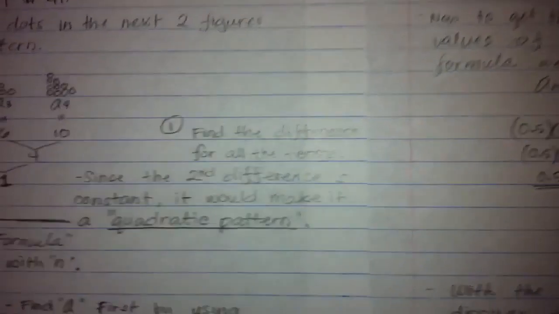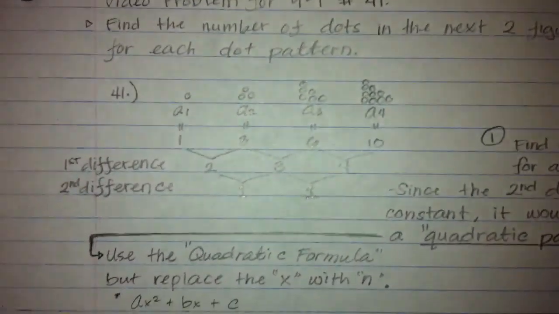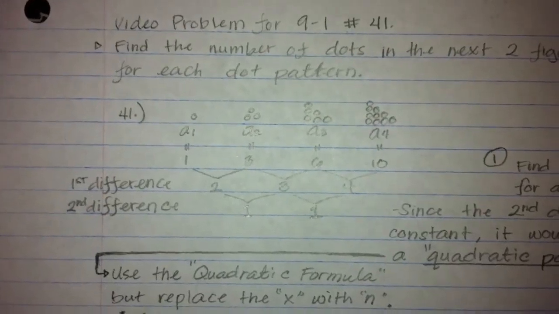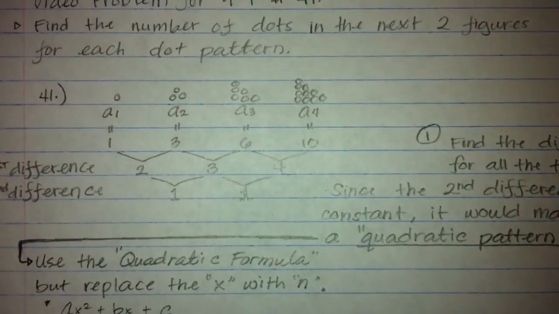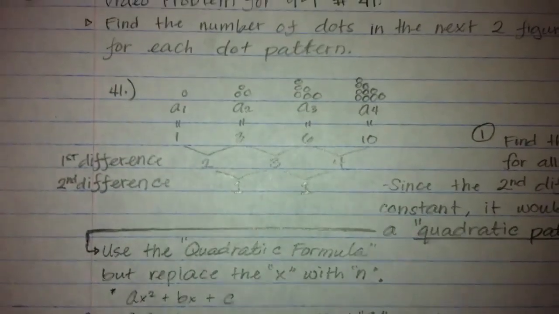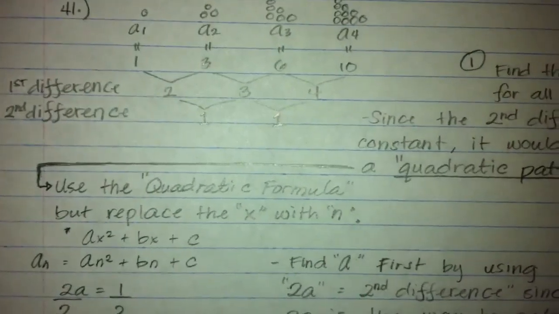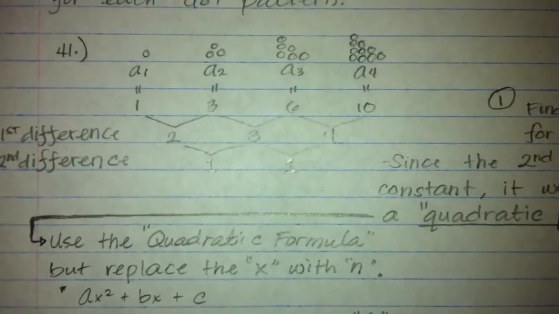Now step 1, find the difference for all terms. So as you can see here, I subtract 1 from 3, I got 2. Subtract 3 from 6, I got 3. And subtract 6 from 10, I got 4. Now that was the first difference. Since it wasn't constant, I have to go for the second difference, which amazingly is constant, which is 1.